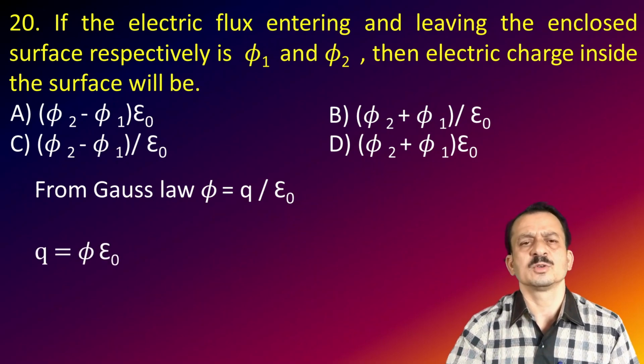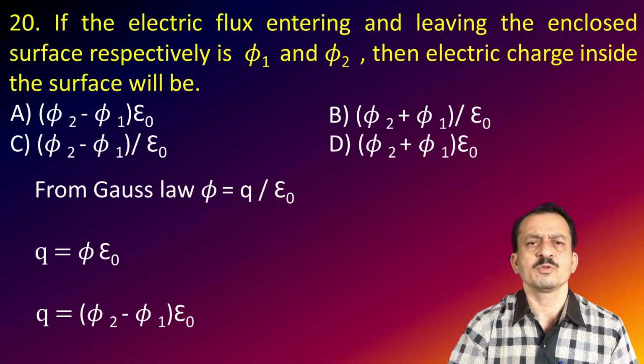Therefore, net flux phi is equal to q divided by epsilon naught, so q is equal to phi into epsilon naught. So net flux is phi 2 minus phi 1. Phi 2 is for leaving, it is positive. Phi 1 is for entering, so I take it as negative. So therefore q is phi 2 minus phi 1 into epsilon naught. So A is the right answer.